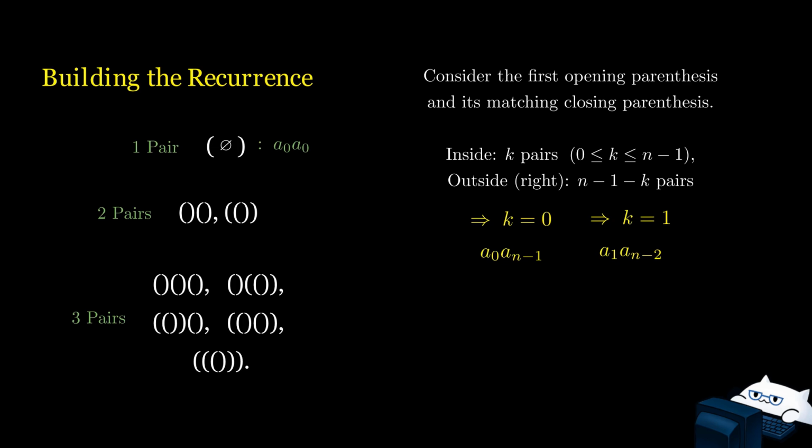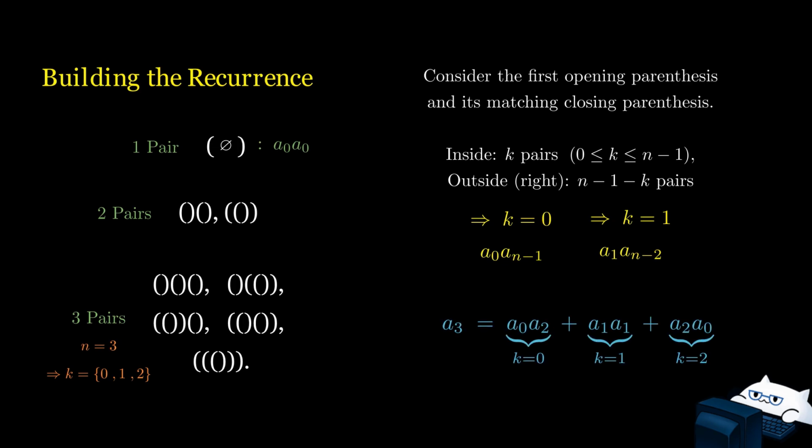Looking at a broader case, for n equals 3, we could either have 0, 1, or 2 pairs inside, varying our k from 0 to 2. Making these calculations, we have that at k equals 0, there are a0 times a2 possibilities, which equals 2. At k equals 1, there are a1 times a1, which equals 1. At k equals 2, there are a2 times a0, which equals 2. Summing that up, we conclude that a3 equals 5.